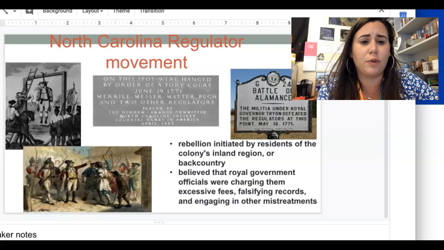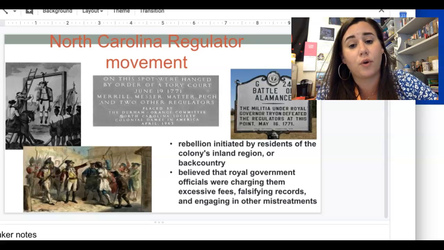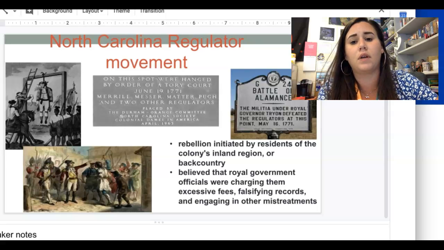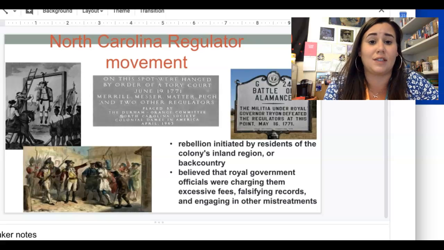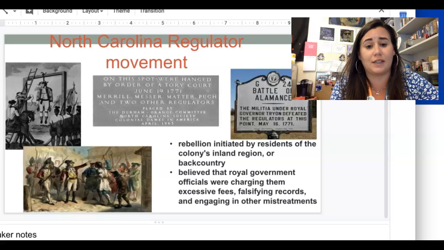The North Carolina regulator movement happened about 5 years before the American Revolution, and honestly, it was kind of like a little baby revolution movement in North Carolina. It was a rebellion by the backcountry North Carolinians. They would have been pretty poor farmers, and they believed that the government located on the coast at this point in New Bern were corrupt. They were charging excessive fees and taxes, and they are going to march on that royal government.